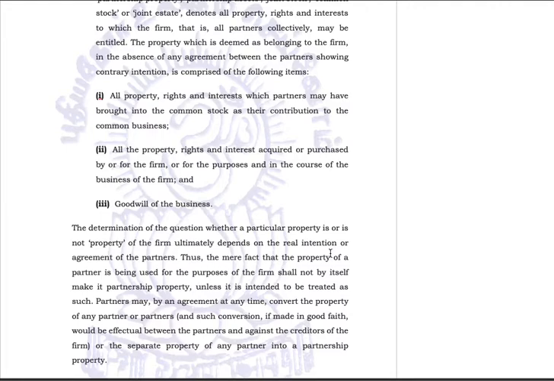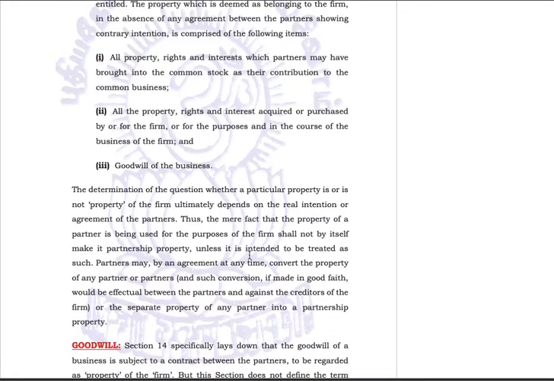Thus, the mere fact that the property of a partner is being used for the purposes of the firm shall not by itself make it a partnership property unless it is intended to be treated as such. I have a car. The car is being used for the firm. That does not mean the car will become the firm's property. But if there is an intention to transform this car into the firm's property, and I have taken money from the other partners for getting this car as a firm's car, then the car will become the firm's property, unless it is intended to be treated as such.